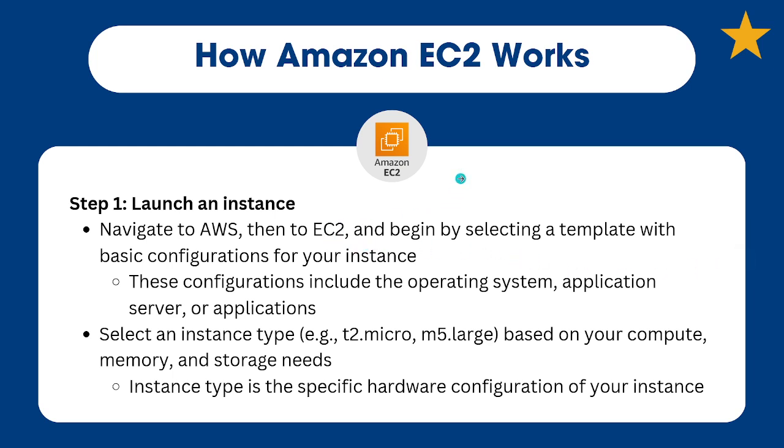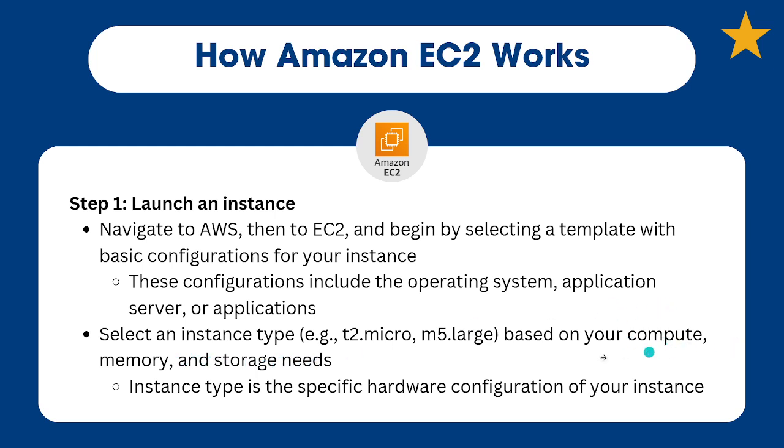So how does an Amazon EC2 instance work? First you launch an instance. You go to AWS, you go to the EC2 service, you select a template. We're actually going to be doing that this week for our lab. We're going to configure some of the settings, such as operating system, the servers, and maybe the type of apps we're going to be using. We're going to select an instance type, so different instance types for different needs, based on your compute, memory, and storage needs.